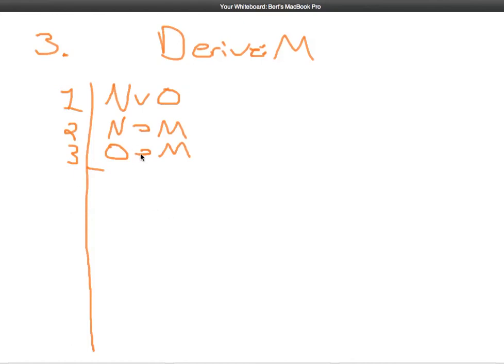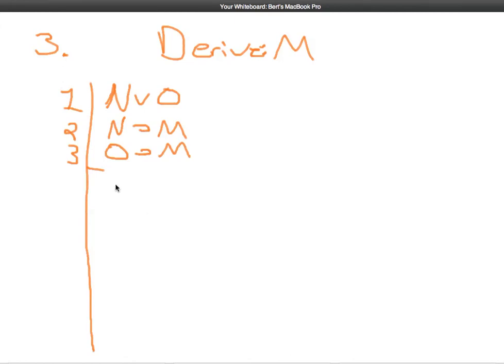Okay, so one of the strategies we talked about is if you see that there's a disjunction in one of your premises, it's a good idea to try to use disjunction elimination. And in disjunction elimination, what you basically do is you show that by assuming N is the case, we can get M, and by assuming that O is the case, we can still get M. So it doesn't matter whether or not N is the one that ends up being true or whether or not O is the one that ends up being true. In either case, we can get M.